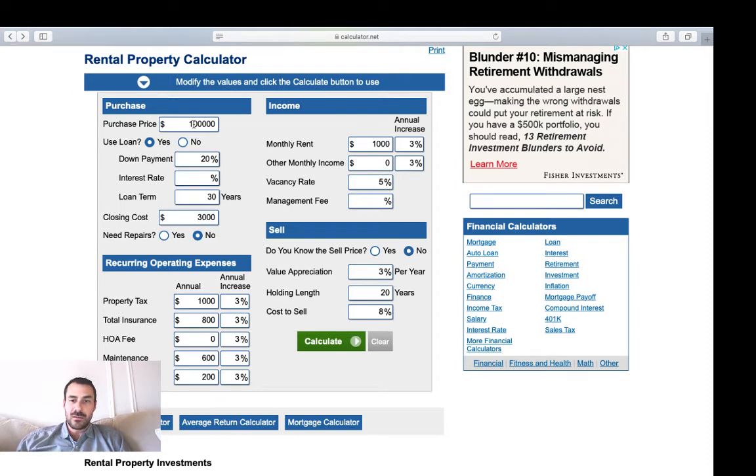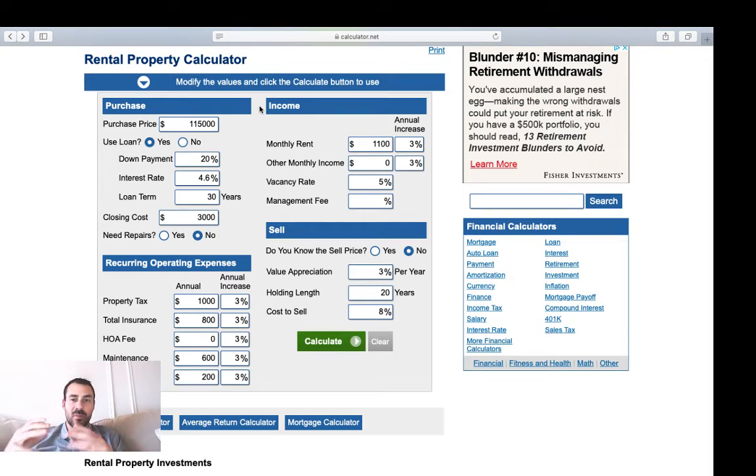So I bought it in 2017 for $115,000. I did 20% down. I think my interest rate was 4.6%. I did a 30-year term. Closing costs will keep it $3,000. Now my rent is $1,100. I still have the same tenant from 2 years ago, which is great because you don't want to pay a lot of money in turnover costs. So when somebody moves out, you might have to replace carpet or clean it up.